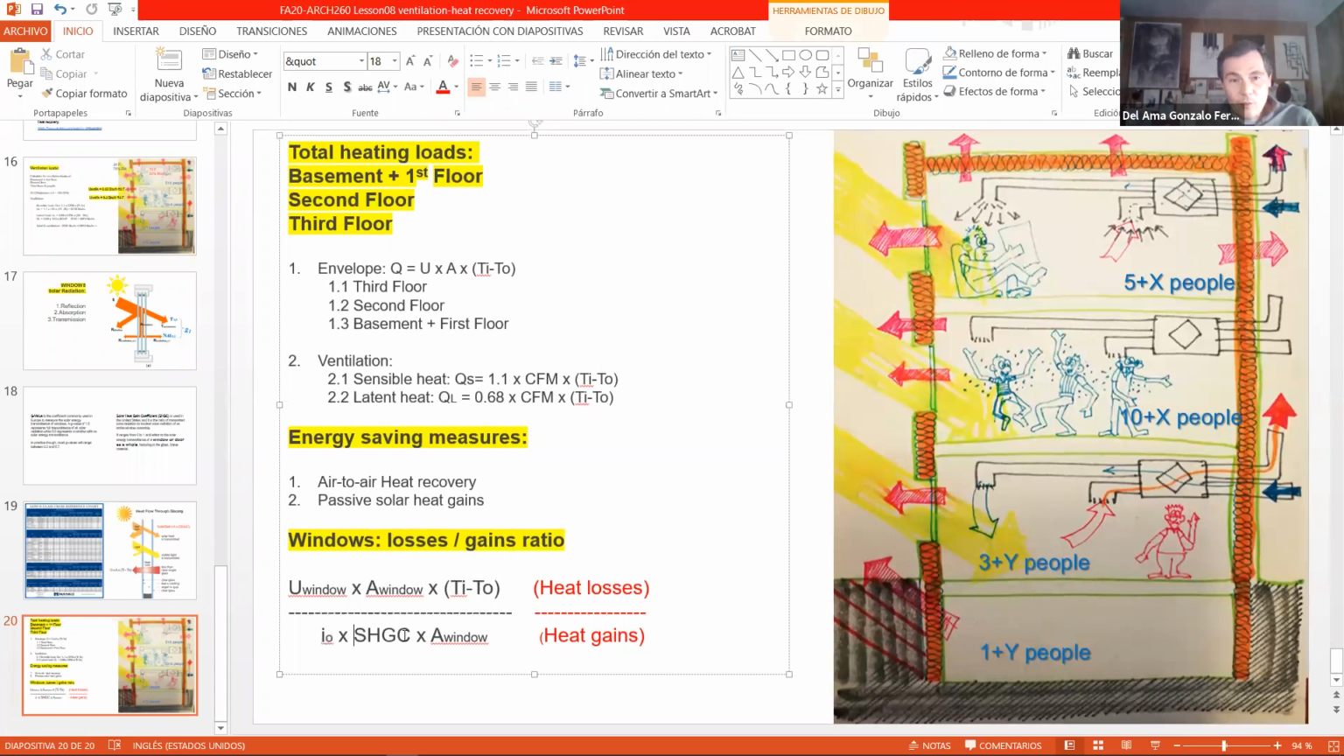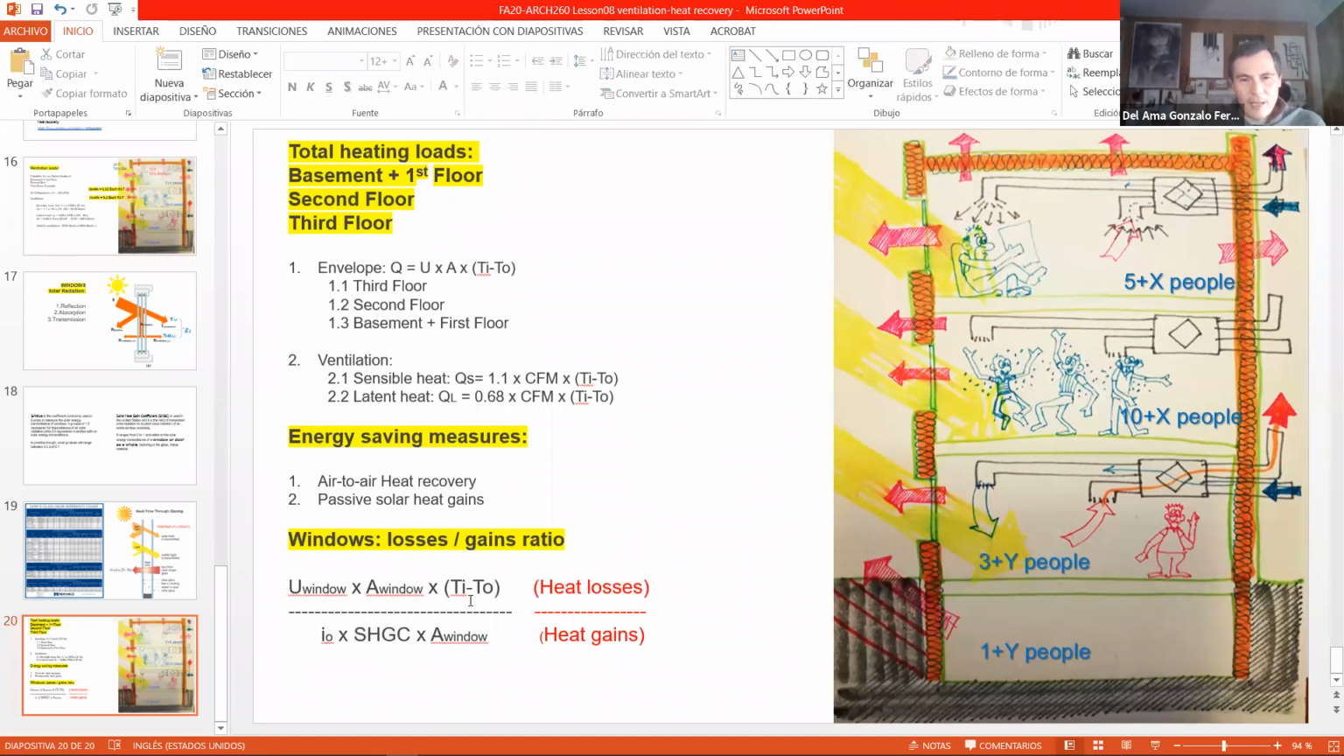The solar heat gain coefficient depends on the glass, so we need to go over catalogs and select the right solar heat gain coefficient. And then the area of the windows depends on us, on the architect. This is our design. So we have this balance between heat losses and heat gains.